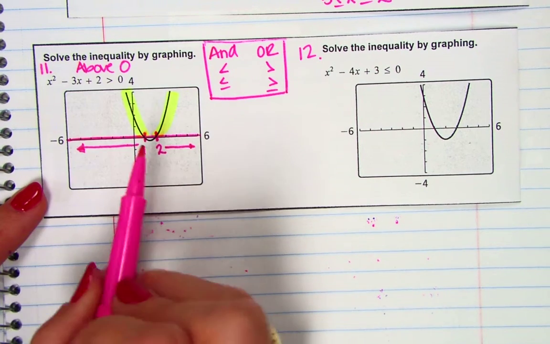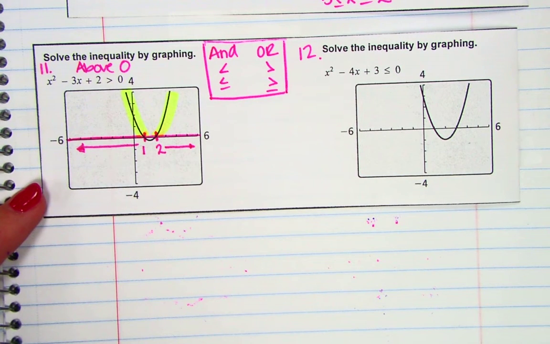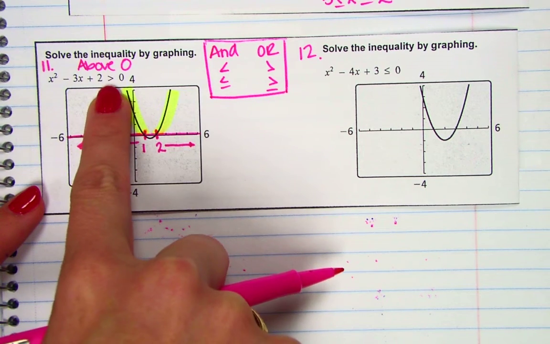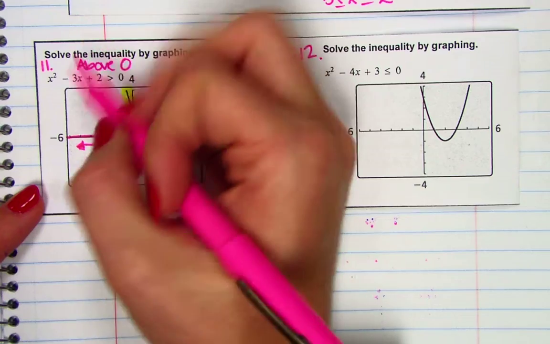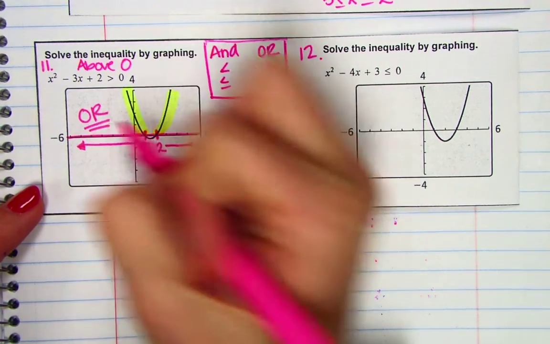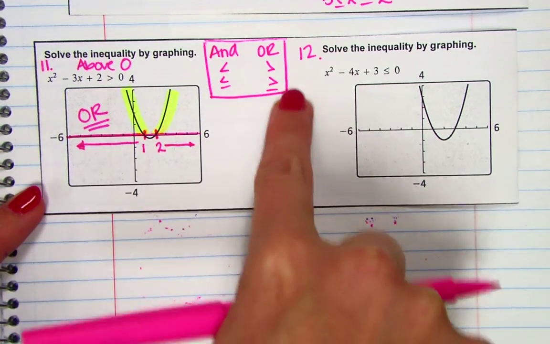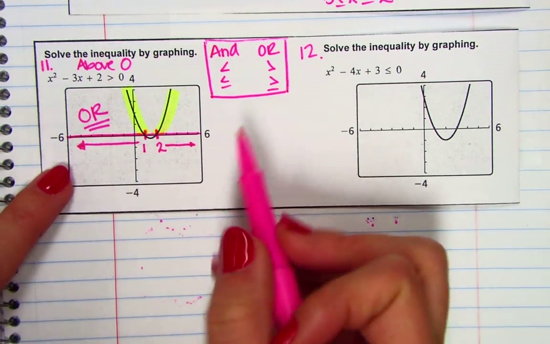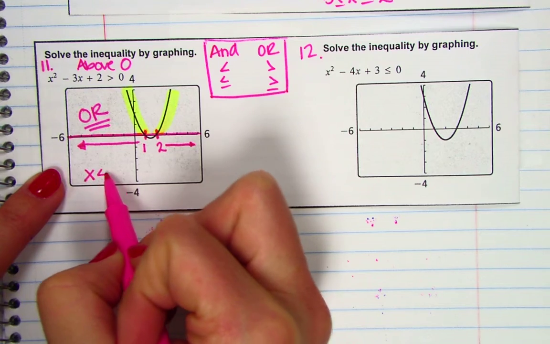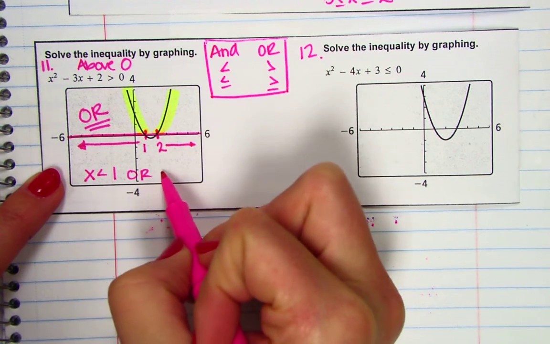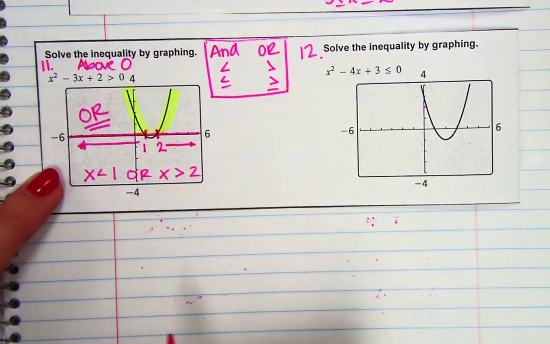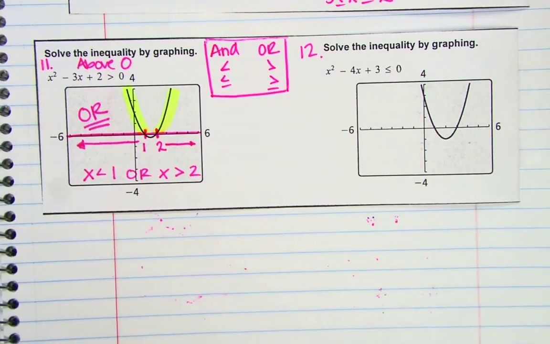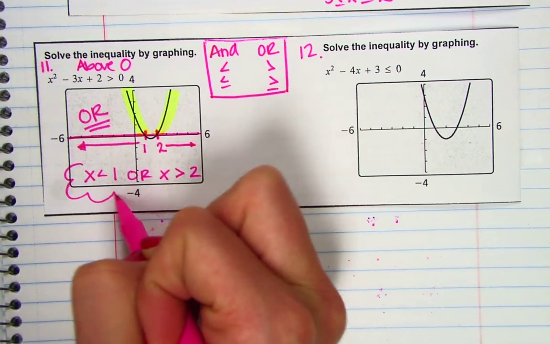So is this an and or an or problem? Looking at the symbol right there, if it's greater than, it's an or problem. It's an or problem if the symbol is like that, which makes sense because look, it's going two different directions. So it's basically saying if x is less than 1 or x is greater than 2. If x is any of those numbers, the graph is above 0. That's our solution there.